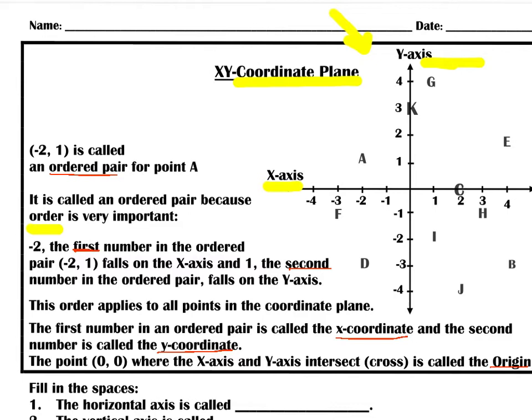So if I go back and point this out on my ordered pair for you, the x is always the first number and the y is always the second number. This order, I'm down here on the second part here, the order applies to all points in the coordinate plane, and the first number in an ordered pair, which I already labeled for you, is called the x-coordinate, and the second number is called the y-coordinate. The point 0, 0, where the x and y axis intersect or cross, is called the origin. So this center spot right in the middle here, that would be called the origin.